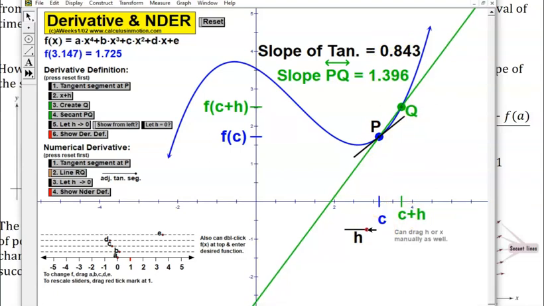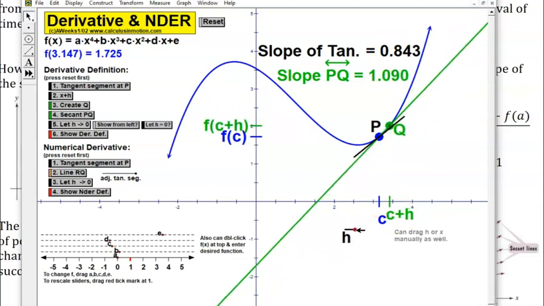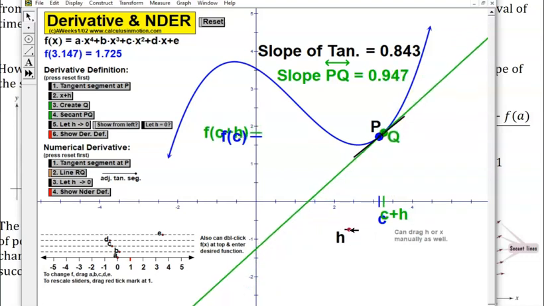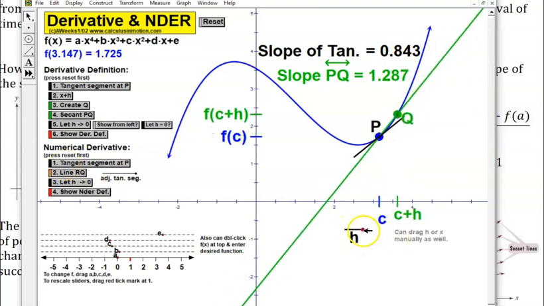As h gets smaller, point Q gets closer to point P, and our secant line, the green one, gets closer and closer and closer to the tangent line. And right here, I am very close. It almost looks like the green line is right on top of this black segment, and I can see that the slopes are very, very, very close. So really what we're doing is we're saying what happens if h gets really, really close to 0.